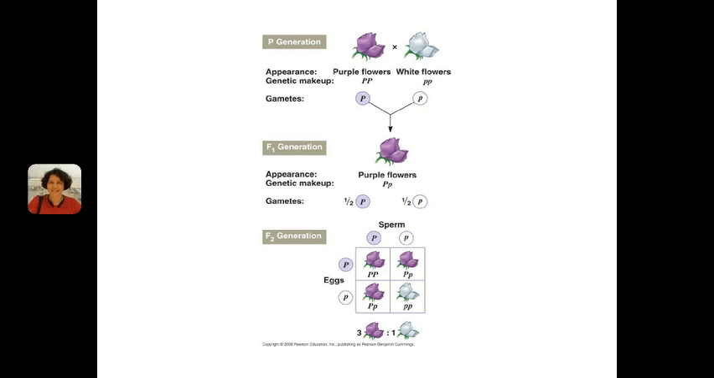So it's going to make 50% capital P for purple and 50% lowercase p for white. So here you've got such crosses. They're giving us, in the sperm, you've got purple and white, and in eggs you also have got purple and white.